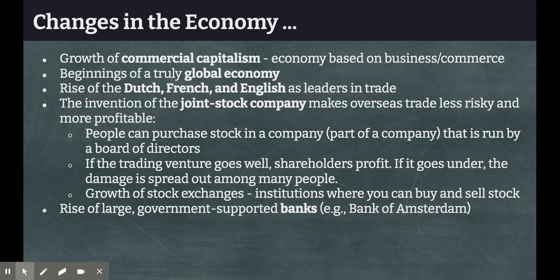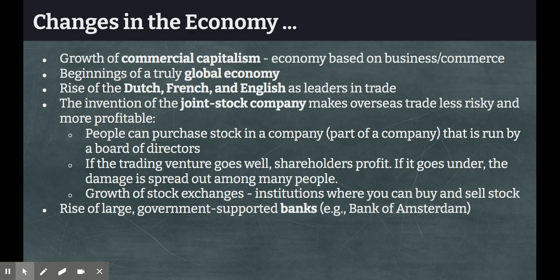One of the other things we're going to see is the invention of something called a joint stock company. This was a company that isn't owned by a single person, but is instead owned by a bunch of shareholders. These still exist today. If you want, you can go out and buy stock in a company like Apple. You buy a little tiny part of a company. The reason this is important is because it made trade less risky. So it further fueled that rise of economies based on business and trade, right?